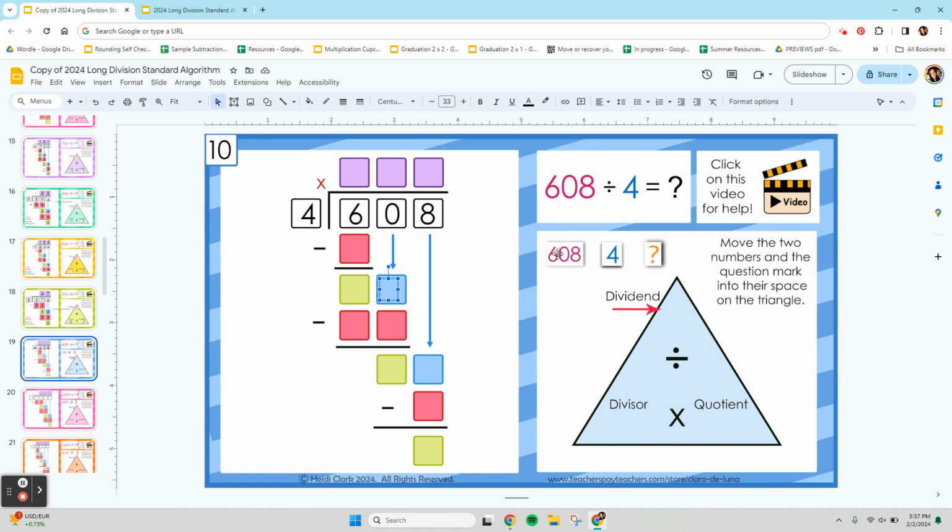So 608 is our dividend. It's the number that's getting divided up. So you have 608 of something and you're putting it into 4 groups, or you're dividing it amongst 4 people. And then this number here is however many will end up in each group, or however many each person will get when you divide this number among 4.